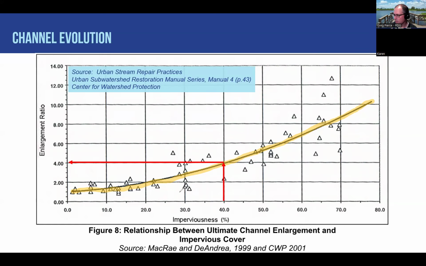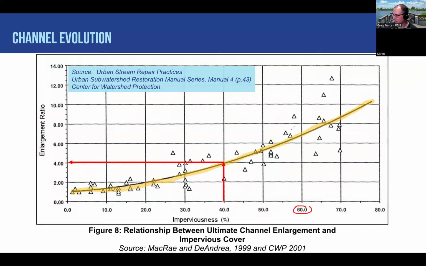But basically, oh, here we go. Basically what you see is, as we're moving upwards on the x-axis of this chart, we see impervious cover. On the y-axis is the enlargement ratio. When we get to 40% impervious, which a lot of our suburban areas are somewhere between 30 and 40% impervious, especially in single family areas, you can see that the enlargement ratio typically is about 4 times. So the cross-sectional area of the stream channel is 4 times larger after development as before. And then when we get into even higher levels of development, you can see those enlargement ratios increase.